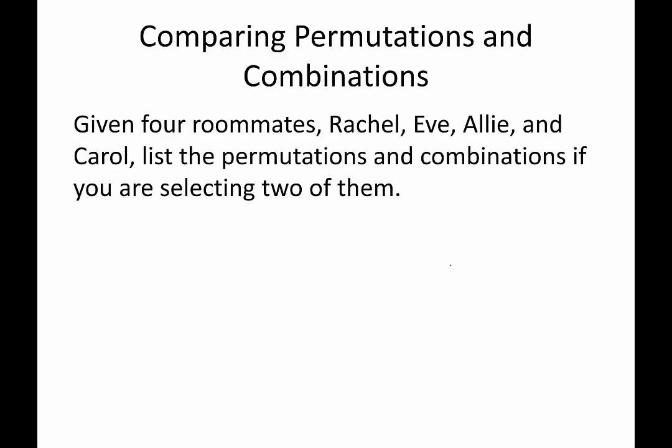So before we get into combinations, let's just compare the difference between permutations and combinations. If we're given 4 roommates, we want to list the permutations and combinations if I'm selecting 2 of them. So permutations, you might recall the formula for 4 permute 2 would be 4 factorial divided by 4 minus 2 factorial, which would be, sorry, I don't want to write 4 factorial. I want to say 4 times 3 times 2 factorial over 2 factorial. And so we would end up with 12 permutations. And we'll just list those out because 12 is not that many.